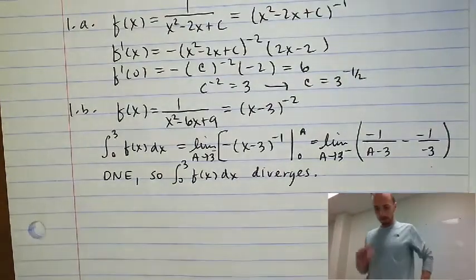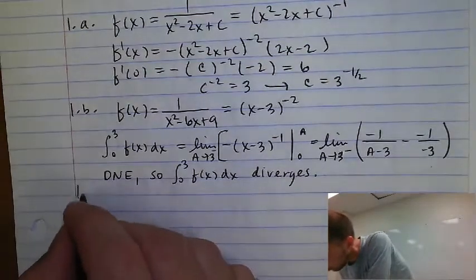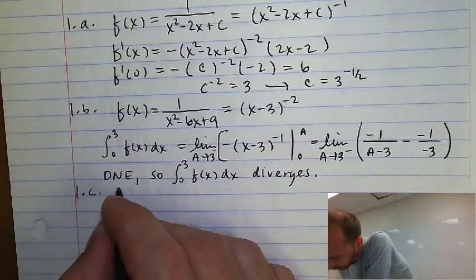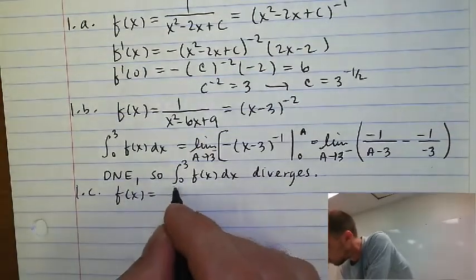Okay. For part C, if b is 1 and c is 0, find the antiderivative of f of x. Okay, well, we can do that. All right, so in this case, I'm going to be saying f is equal to 1 over x squared minus x.